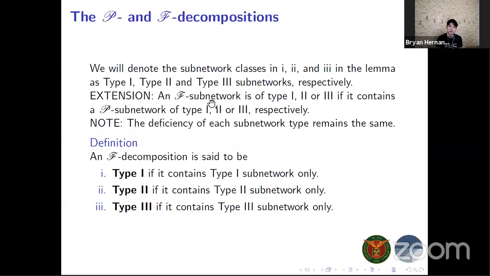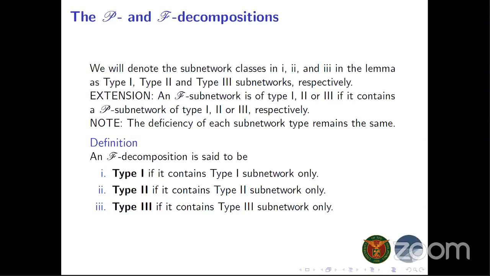We have this F subnetwork. So it is of type 1, 2, or 3 if it contains P subnetwork of types 1, 2, or 3, respectively. This is very important. The deficiency of each subnetwork remains the same. This is because if you have a P decomposition, then if you shift to the F decomposition, then you're going to get the same deficiency with respect to the subnetworks. We have the following definition: an F decomposition is said to be of type 1, type 2, type 3 if it contains type 1, type 2, type 3 subnetworks.